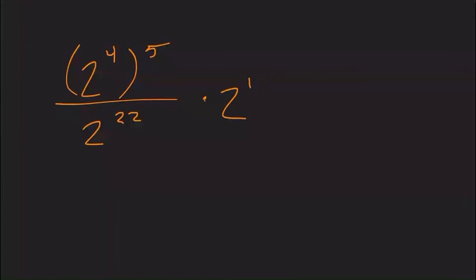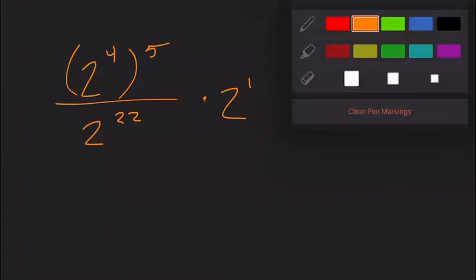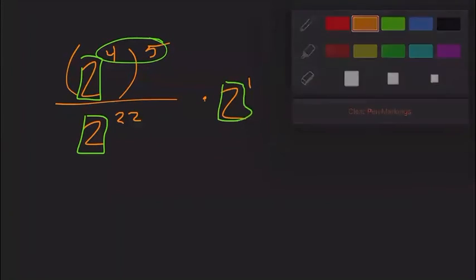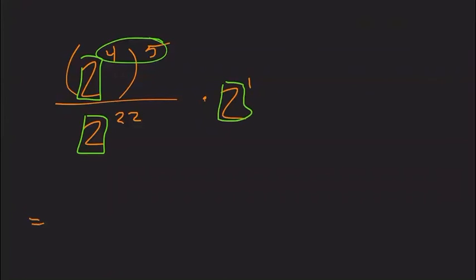So one thing that stands out is that they're all 2's here. All of our bases are 2. So we're probably going to be able to use some of those properties, the power property, quotient property, product property maybe. So let's see things we can start doing. So here, first thing that stands out is that we have a power raised to a power. So let's go ahead and multiply those. So we have 4 times 5 gives us 20. So we have 2 to the 20th over 2 to the 2nd times 2 to the 1st.